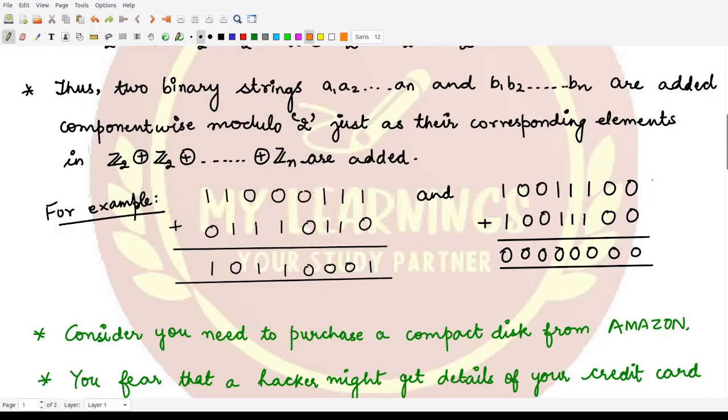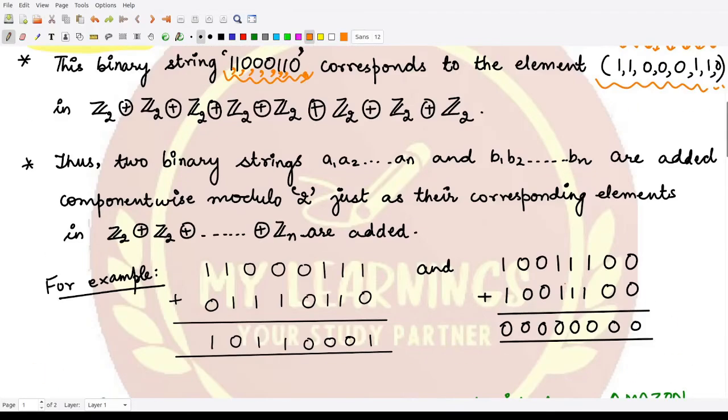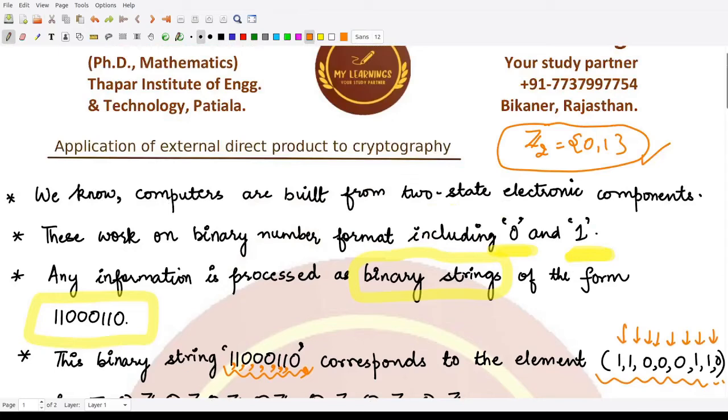Similarly, if we add one string to the same string, we would have the string which contains only zeros. What does it mean? It means that this string is the inverse of itself, because this gives us the identity here. So basically, when we add the same thing to the same thing, we get back the identity. Okay, so now how can we apply this concept for cryptography?